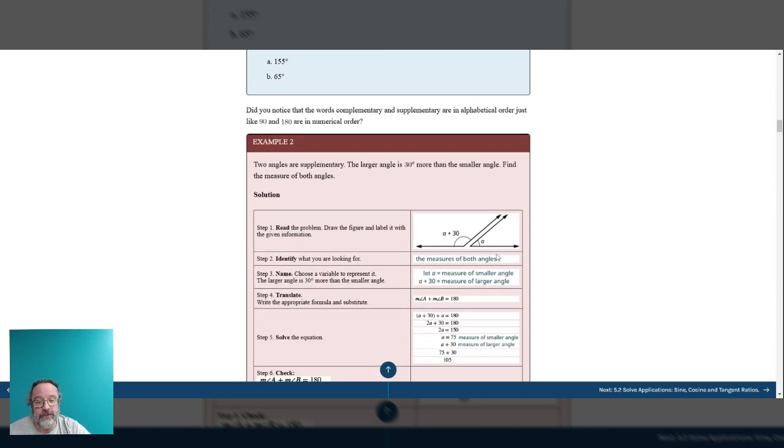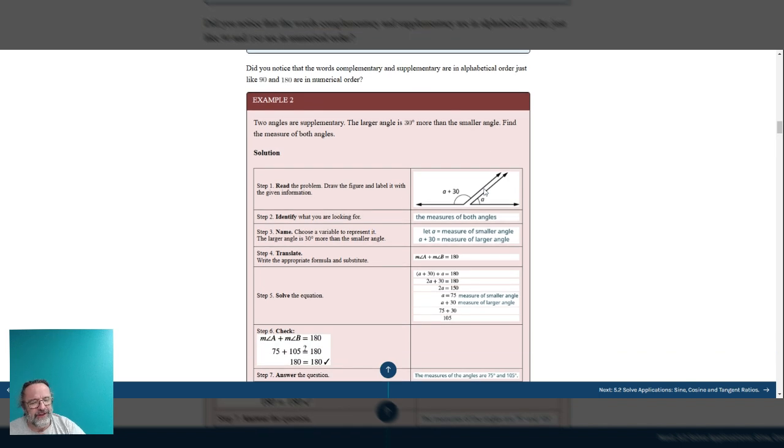So we have two angles are supplementary. The larger angle is 30 degrees more than the smaller angle. Find the measure of both angles. Wow, this is like the story problems, right? Yeah.